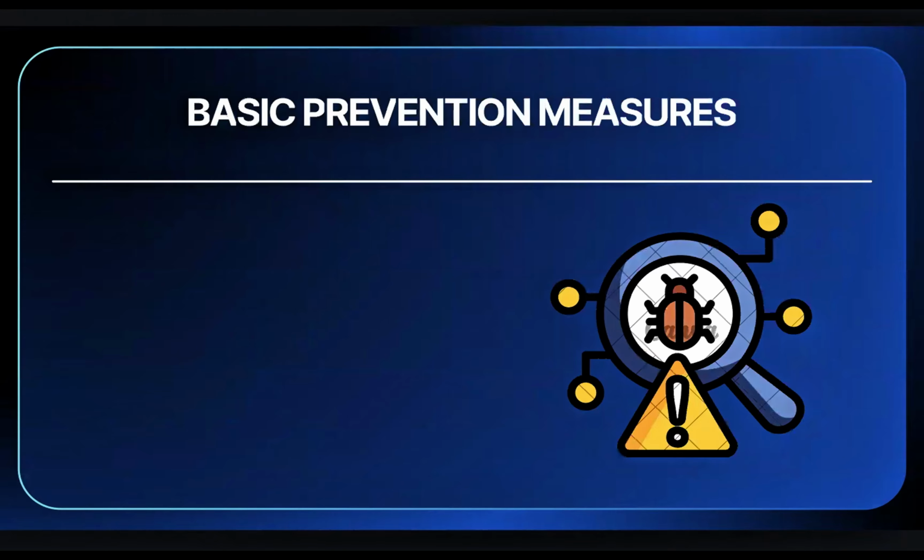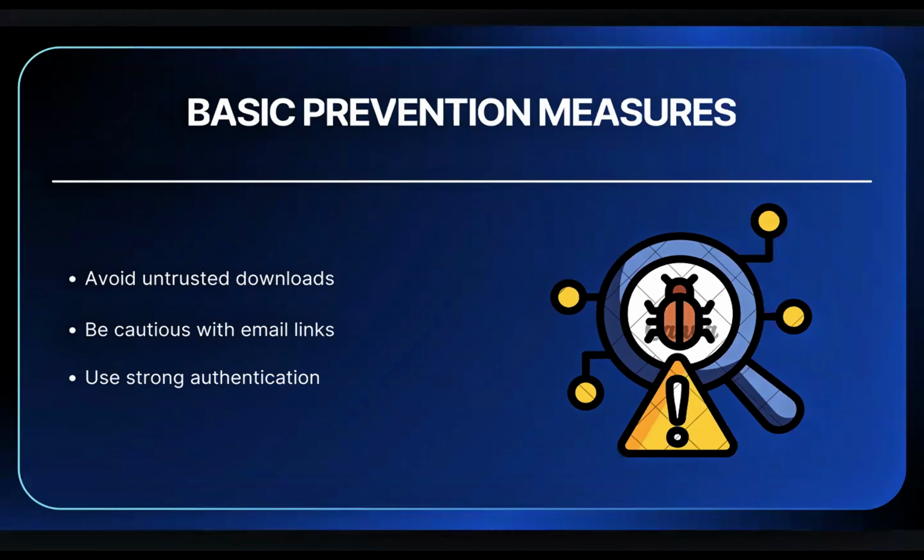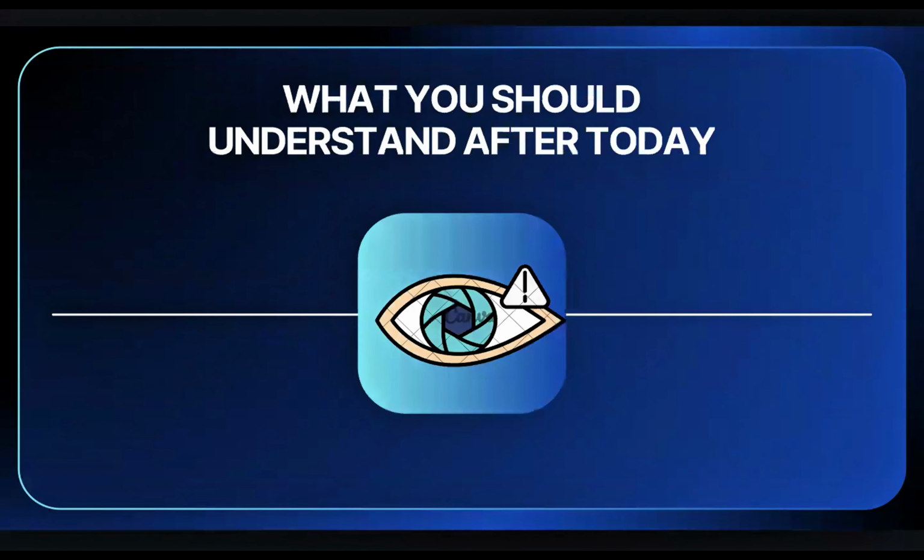Let's now consider the basic prevention measures. Simple actions can reduce the risk of silent infections. And here are some basic prevention measures that we can consider. The first one is avoiding untrusted downloads, being cautious with email links, using strong authentication, and keeping systems and software updated.